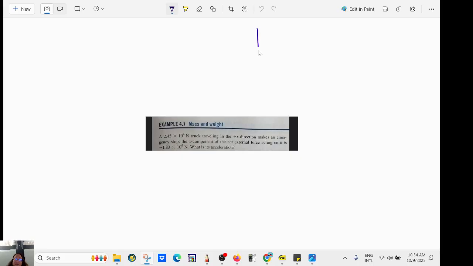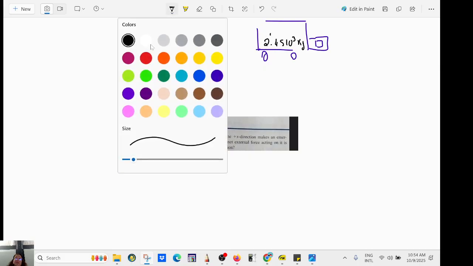Okay, so you have a truck. It says 2.45 times 10 to the 4 Newton. So here is the weight. Right away, you have to convert that into mass, so you divide by 10. That will be kilograms. Usually you don't put that here, you just put the mass, because that's going to give you inertia.